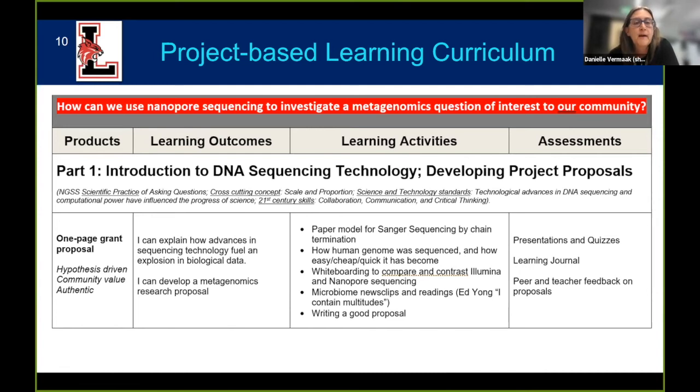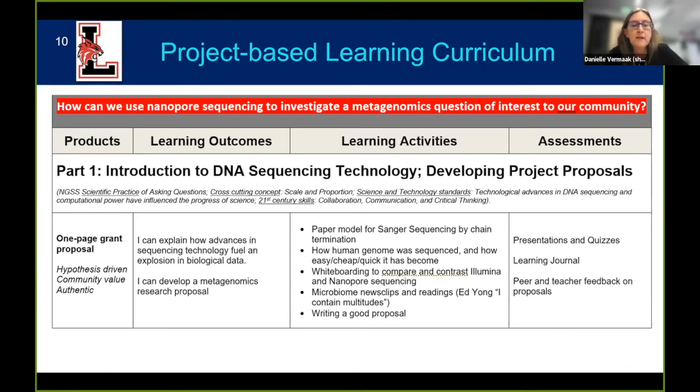So we broke the project up into 3 parts, and we actually had the luxury of having flexible timing because this project did take quite a large segment of the semester in the end. And the first part was for students to be introduced to DNA sequencing technology and develop their project proposals. So what they produced there was a 1-page grant proposal. And it had to be hypothesis driven. It had to have some kind of community value or interest to them. And it had to be authentic.